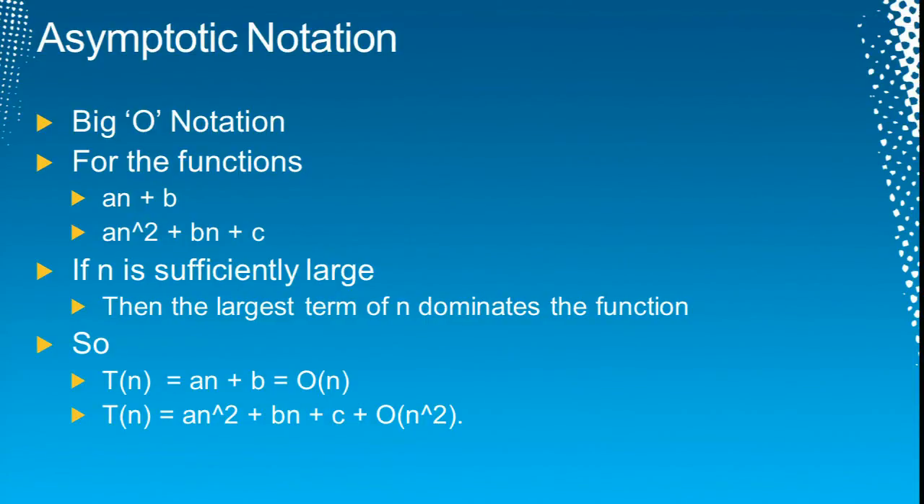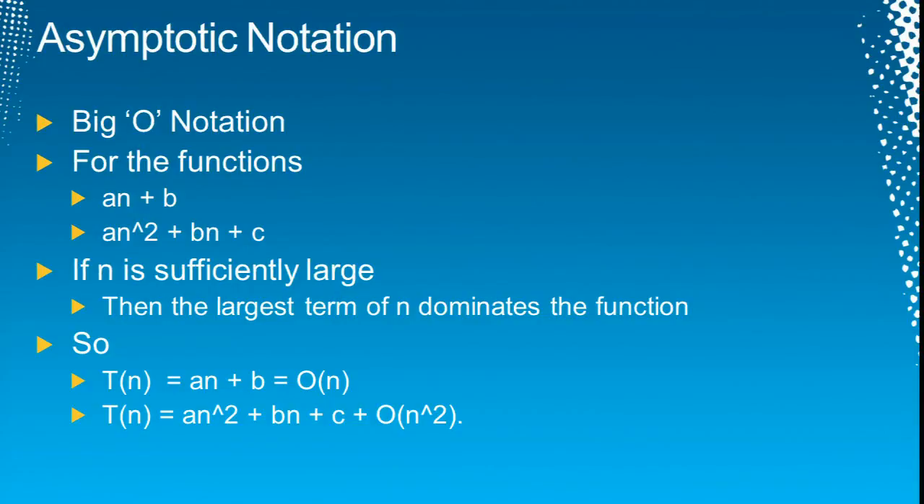Because if n is sufficiently large it dominates the function, we can actually say the running time for n, although we say it's an plus b, we're just going to call it big O-n. And for the other one, it's big O-n squared. Now we're talking much more simplified notation.